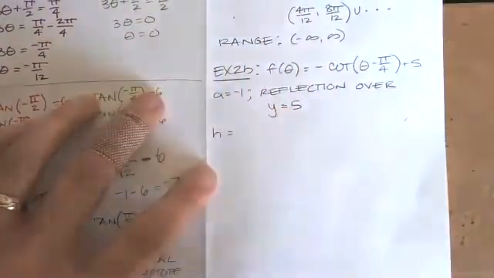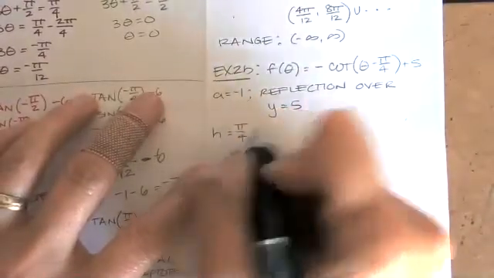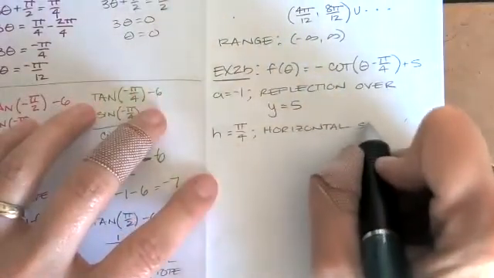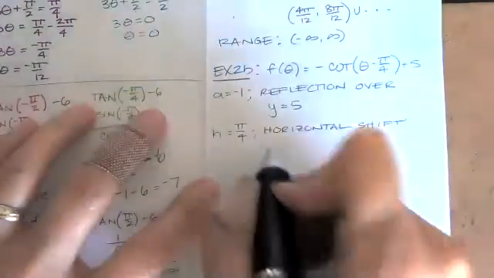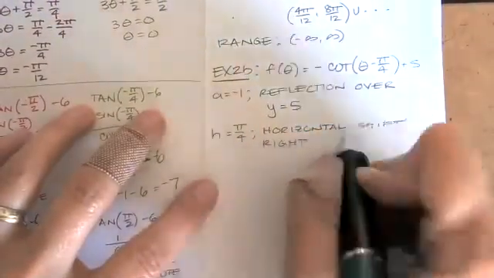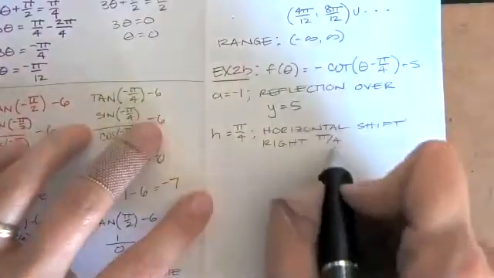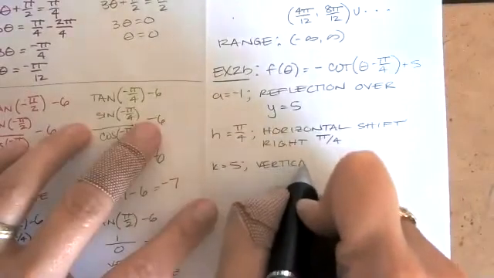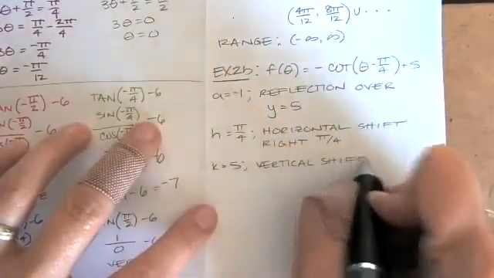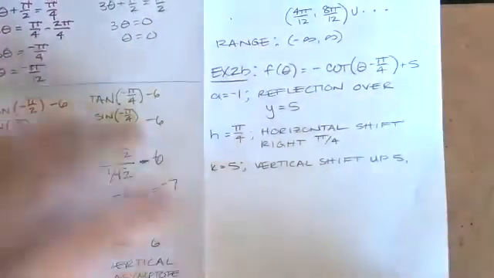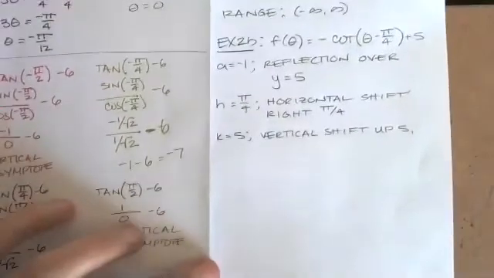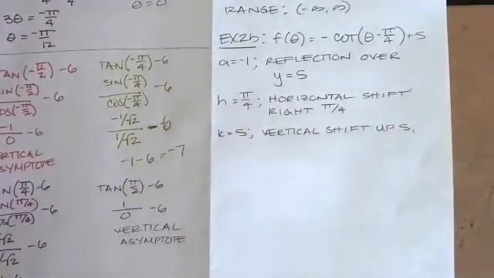We've got h equals pi over 4. This is a horizontal shift, pi over 4. And the last thing we have is that k equals 5. This is a vertical shift up 5. Okay. All right, so our next steps.